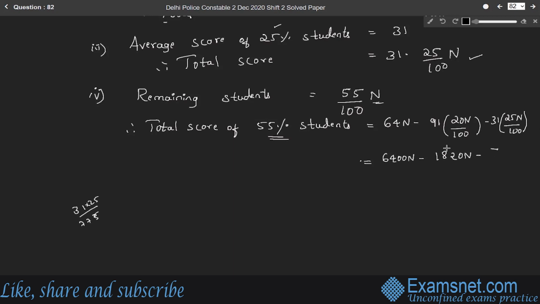775 n whole divided by 100. So this is the total score of 55% students. So we can simplify it.